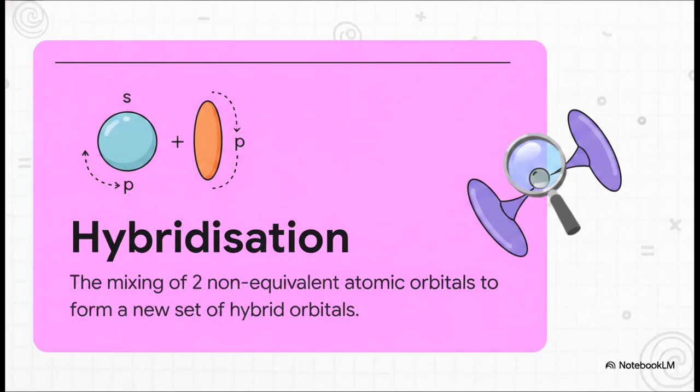So what is hybridization, really? Honestly, the best way to think about it is as a type of mathematical mixing. An atom takes its own different orbitals, like that round s orbital and that dumbbell-shaped p orbital, and it just blends them together. And what you get is a brand new set of totally identical, hybrid orbitals that are perfectly shaped for making strong, symmetrical bonds.